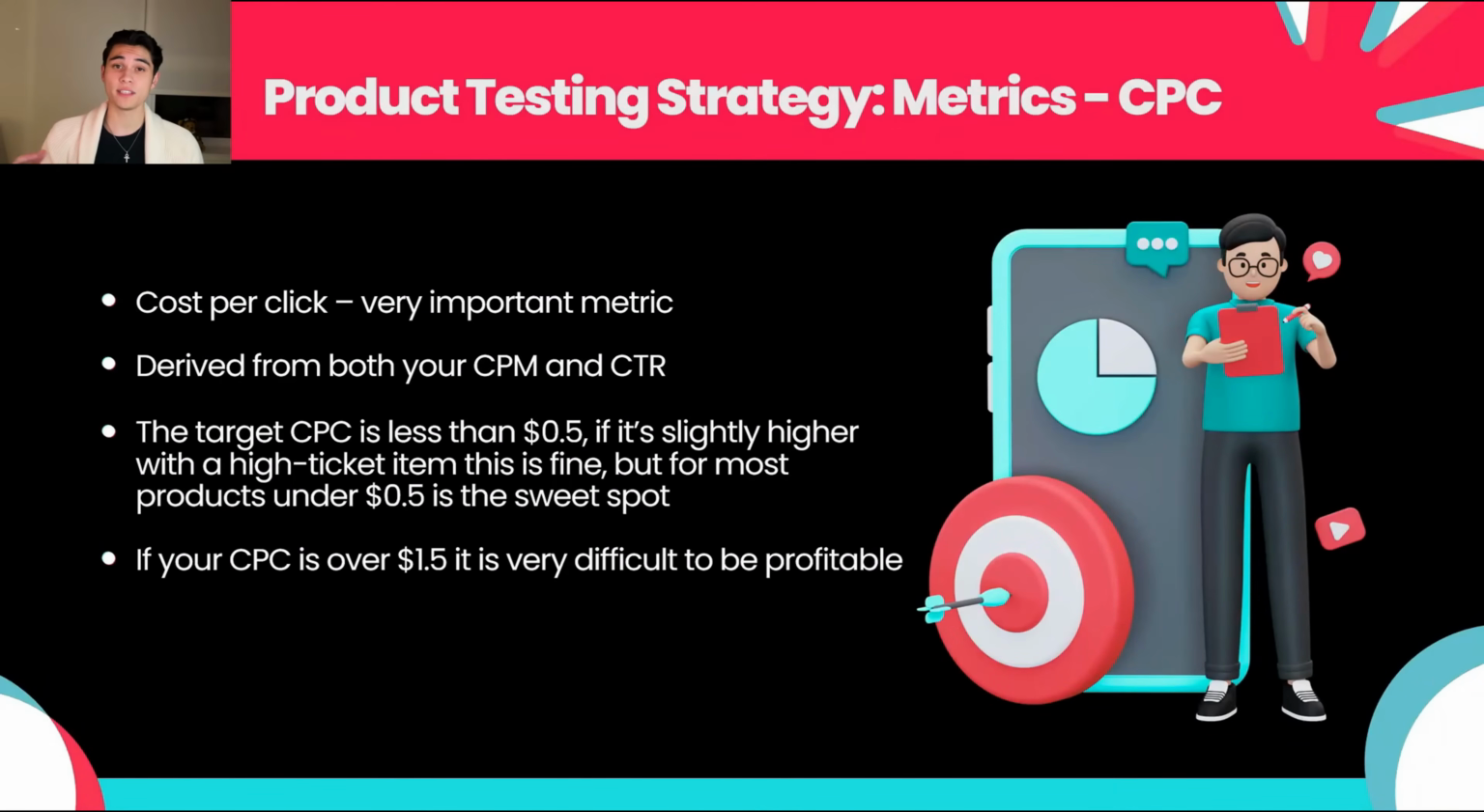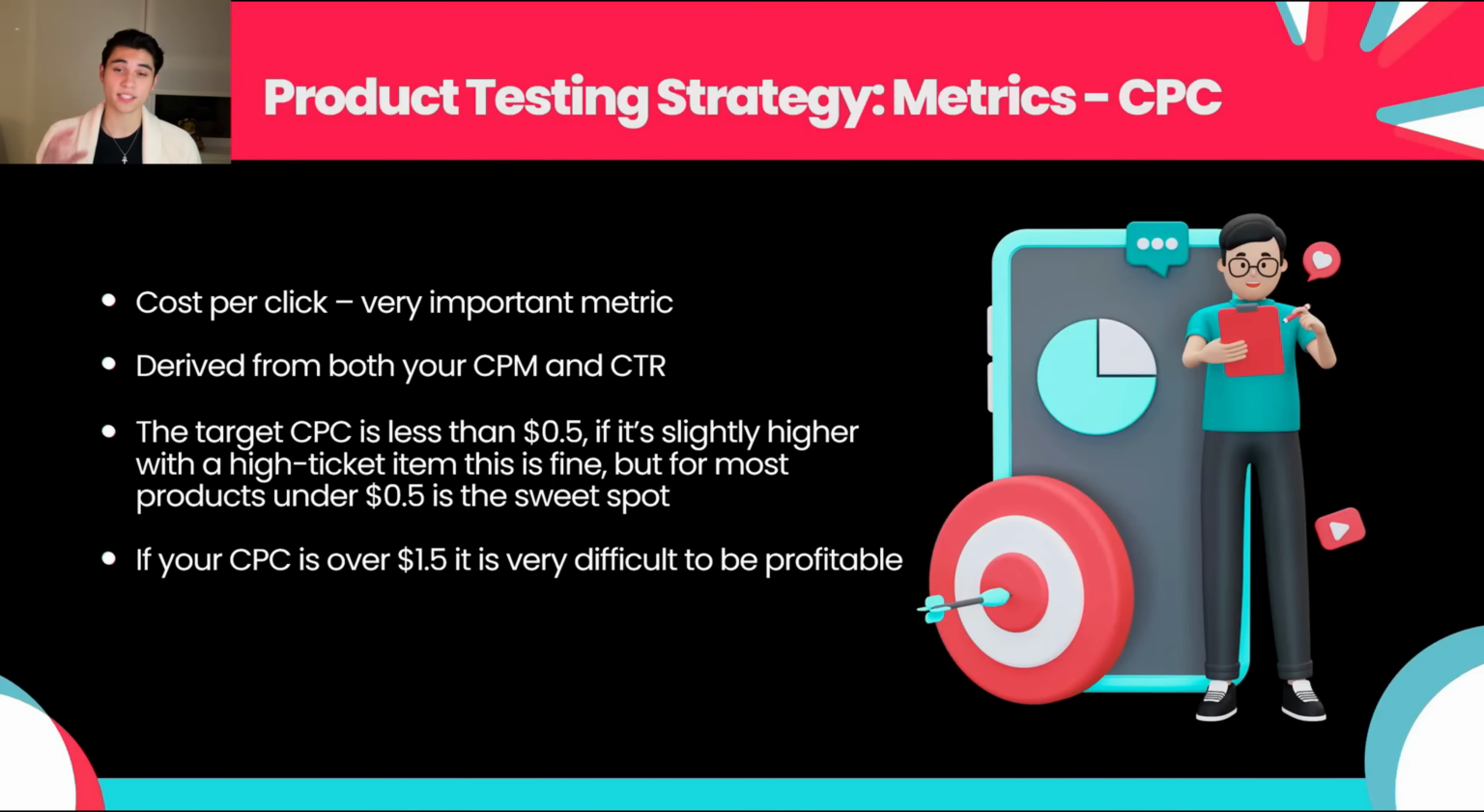Next is CPC, which is your cost per click, and this is one of the most important metrics. It's derived from both your CPM and CTR. Basically, the target CPC is less than 50 cents. If it's slightly higher with a higher ticket item, like maybe it's a $60 price tag, then it's fine. But for most products, under 50 cents is the sweet spot. Now, if your cost per click is over 1.5, it's extremely difficult to be profitable.